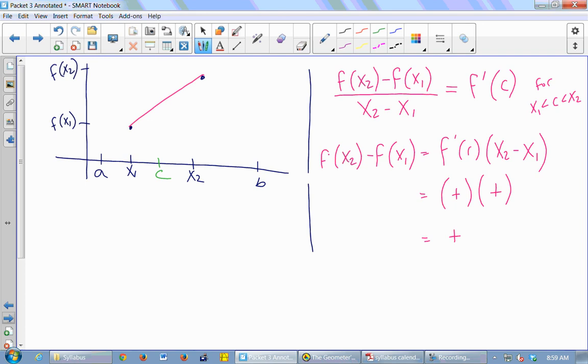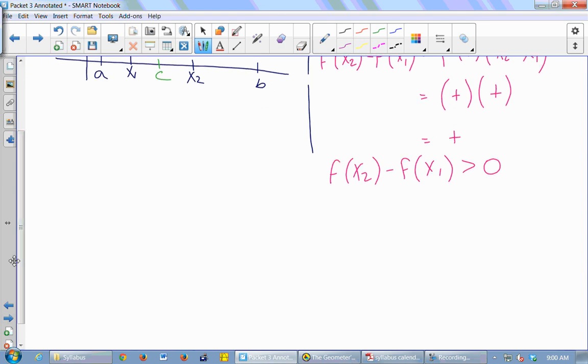All right, so if f of x2 minus f of x1 is positive, what does that tell you about the relationship between f of x2 and f of x1? F of x2 is larger. If you do a subtraction and you get a positive number, that first number had to be bigger. Or you can just think of it as adding f of x1 to both sides. F of x2 is bigger than f of x1.